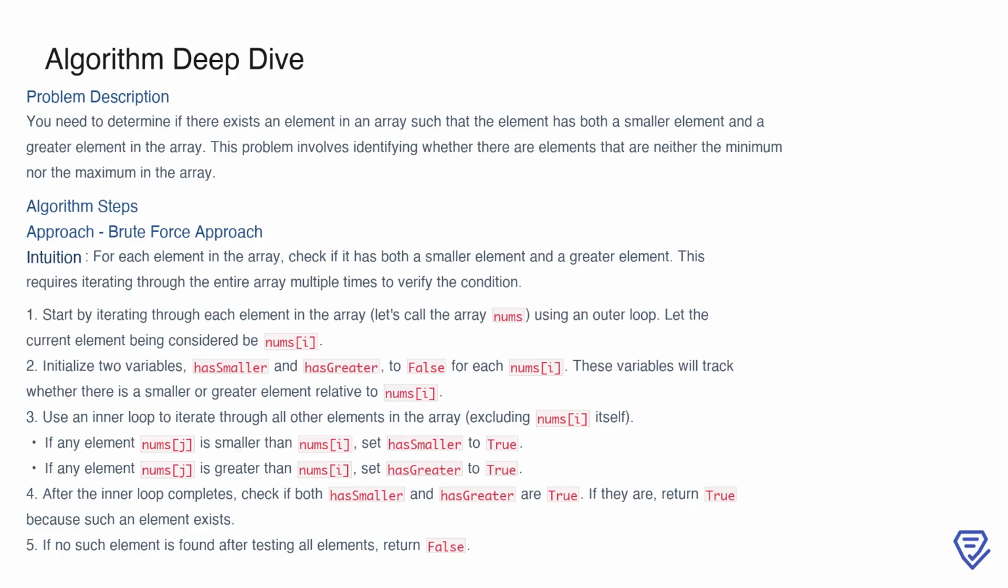To do this, we use a nested loop structure. For each element in the array, we initialize two flags, has_smaller and has_greater, to track whether we find a smaller or greater value during the inner loop. If both flags are set to true for any element, we can immediately return true since such an element exists. If no such element is found after testing all elements with this approach, we return false. While straightforward, this method involves iterating through the array multiple times, making it computationally expensive as the array size grows.